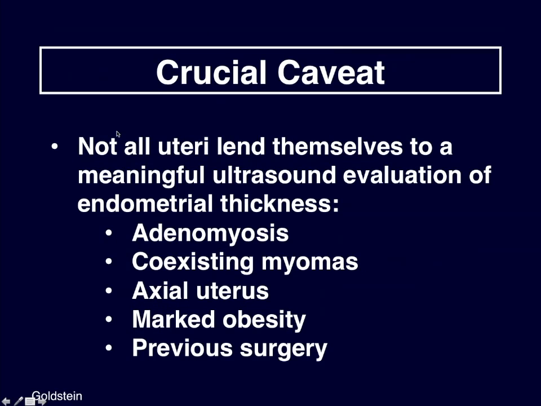There is a crucial caveat. Not all uteri lend themselves to a meaningful ultrasound evaluation of endometrial thickness. Things like adenomyosis, coexisting myomas, the axial uterus. People used to think the retroverted uterus was problematic. The closer to a right angle the beam of sound is to the structure you want to study, the better you will see it. Marked obesity, previous surgery.